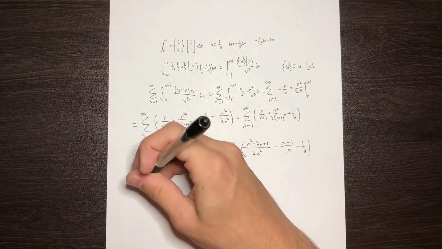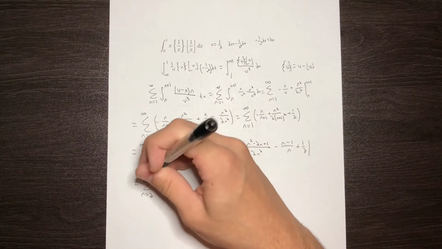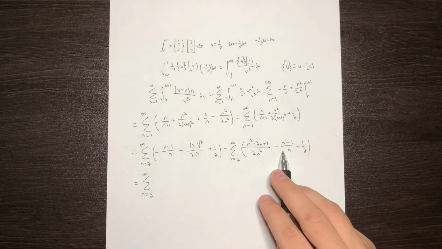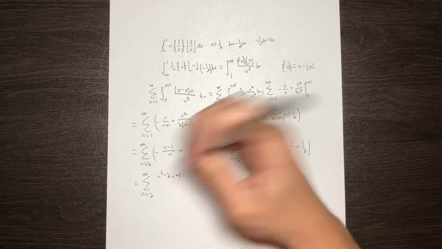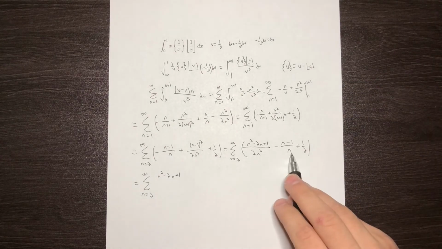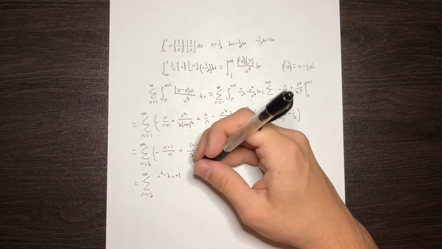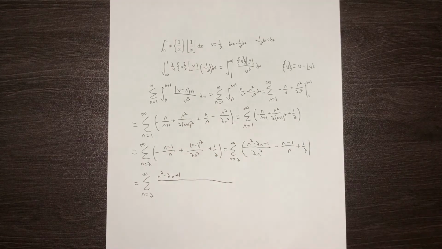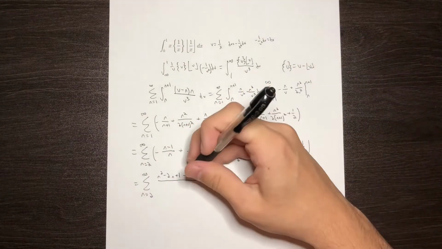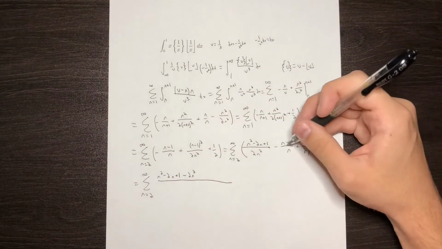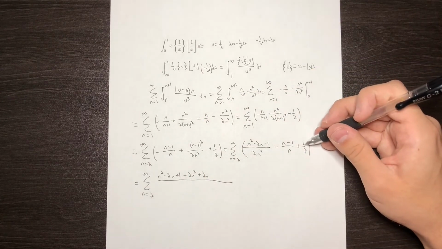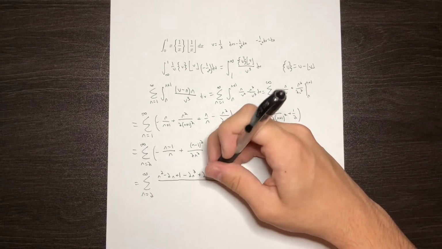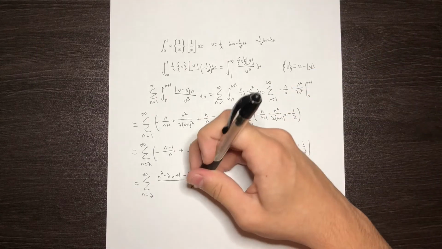So we have the sum from n equals 2 to infinity of, we can multiply this by 2n squared. So we have n squared minus 2n plus 1. And then multiplying this fraction by 2n squared over 2n squared, we can subtract 2n squared, and then plus 2n. And then over here, we're going to multiply this fraction by n squared over n squared, so we add n squared, and all that's over 2n squared.